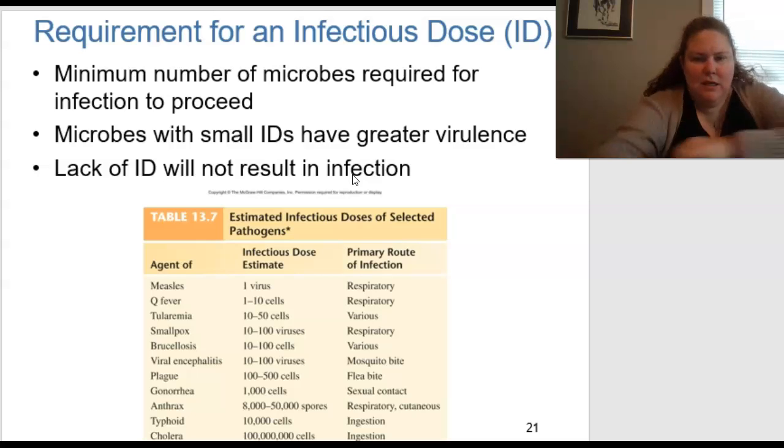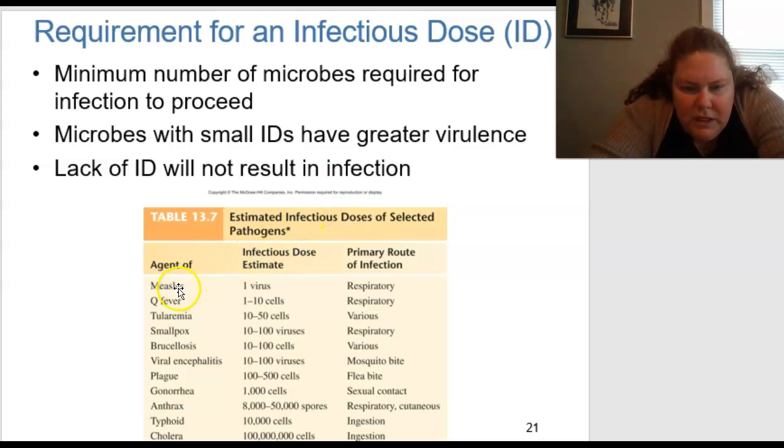Okay, and so basically to get measles you only have to have one exposure to the virus, and it's through the respiratory tract. For Q fever you only need to be exposed to 1 to 10 cells, respiratory again. So the plague is a little bit higher. Anthrax, you need more exposure to the cells. It's not just one, which is good.